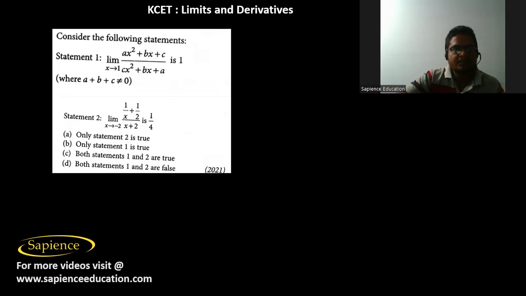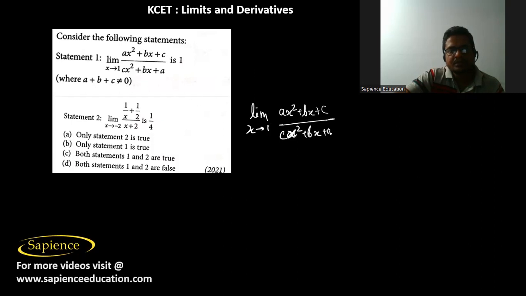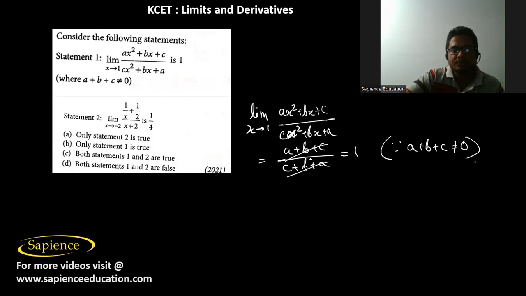Then here statement 1 is told that limit x tends to 1, ax square plus bx plus c divided by cx square plus bx plus a. So that will be equal to, if you put x equal to 1, a plus b plus c by c plus b plus a, which will be, so they will cancel, that is equal to 1. Since here it is told that a plus b plus c is not equal to 0, therefore we can cancel them.